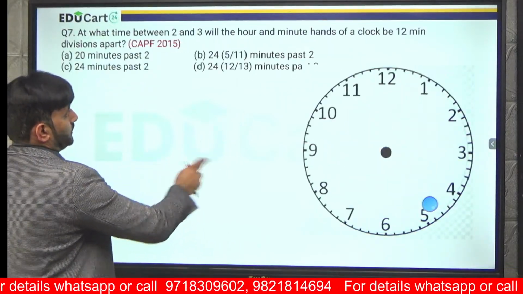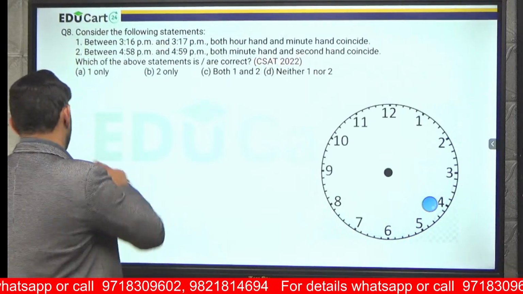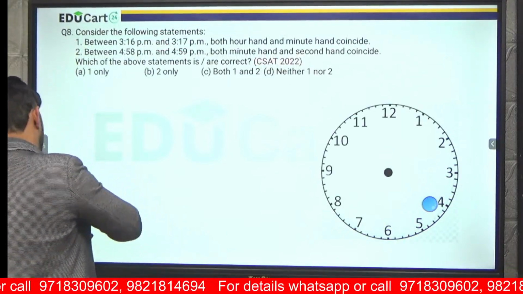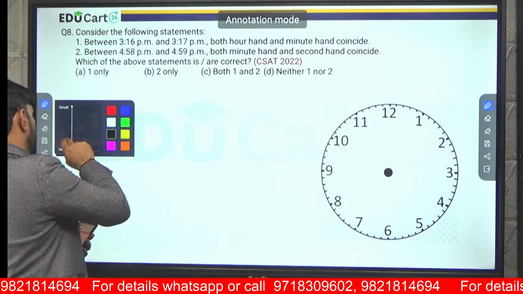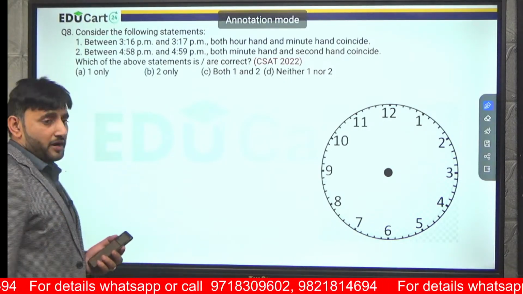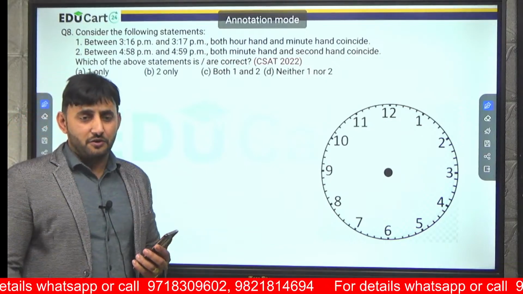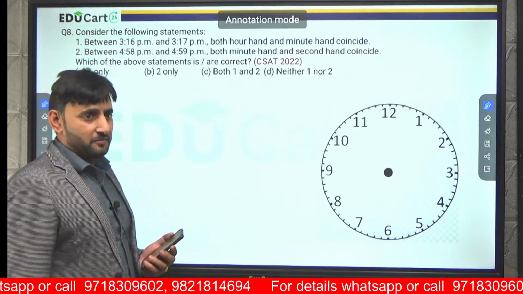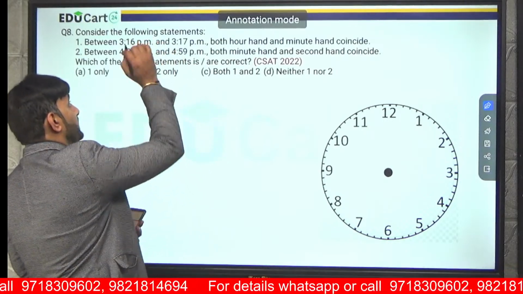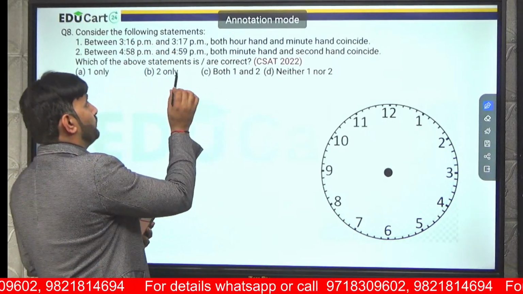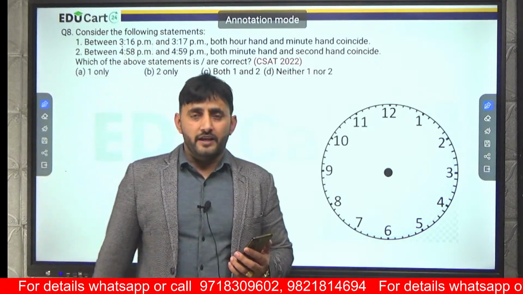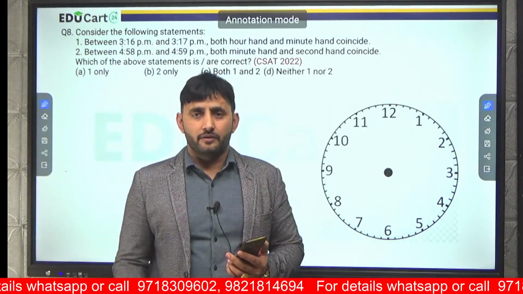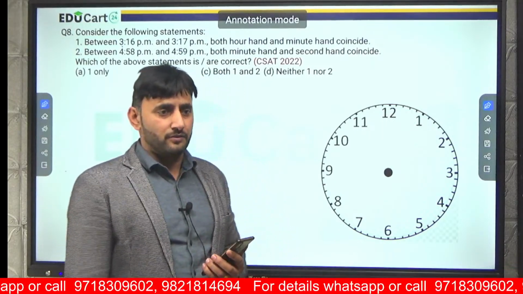Here we solved in the previous question that they will meet exactly at 3:16 4/11. Now a student will ask, sir, what will happen if the student doesn't know the answer to that question? What will we do then? Can I say we have to check the meeting point of the minute and hour hand between 3:16 and 3:17? If you take any time between 3:16 and 3:17, what will be the value of h?